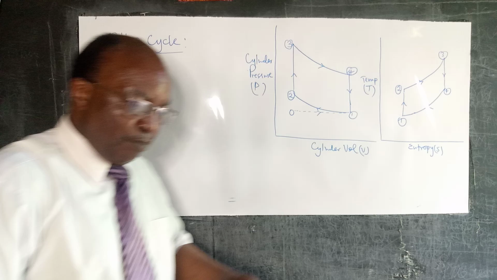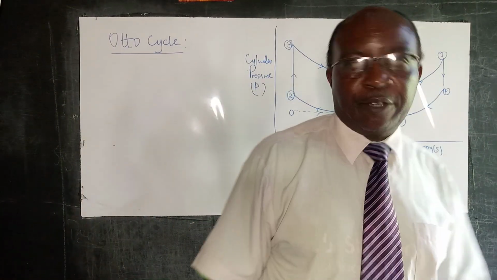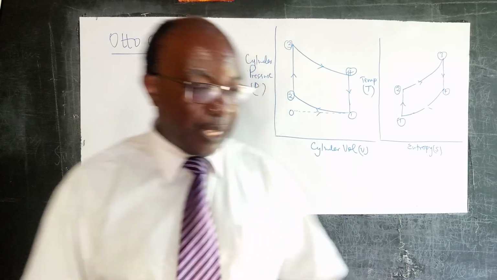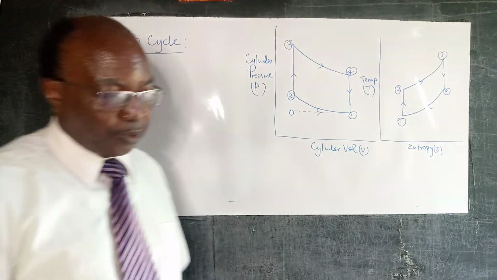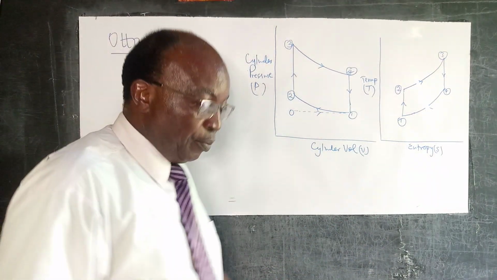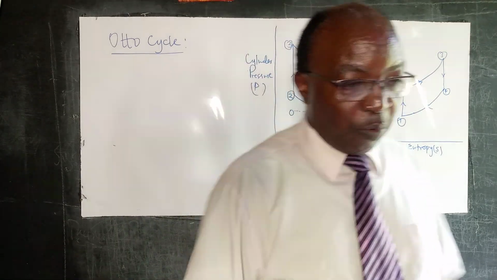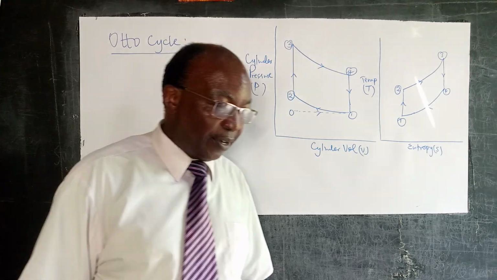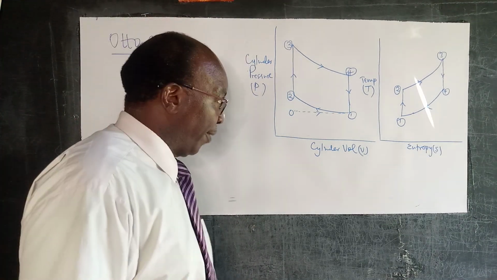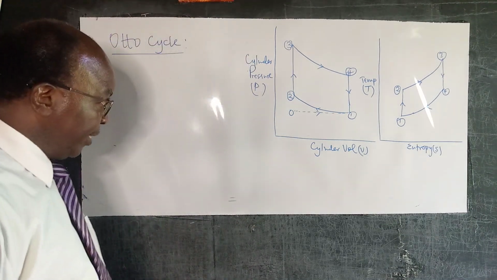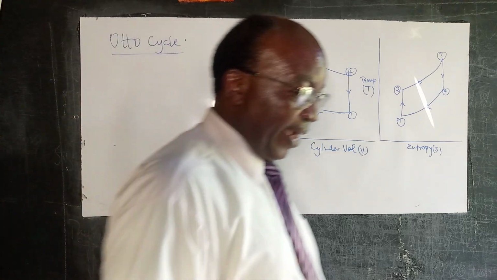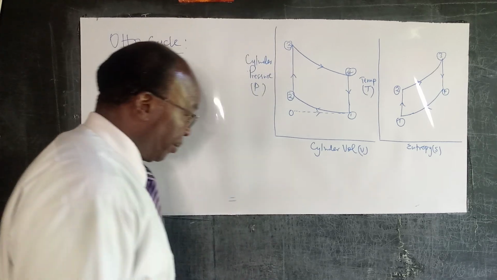Like we have said, this is one of the most important machine cycles. All motor vehicles are based on the Otto cycle. And you know the number of motor vehicles which are used worldwide in terms of transportation and so forth. Now, in this Otto cycle, we can clearly identify that we have several processes.